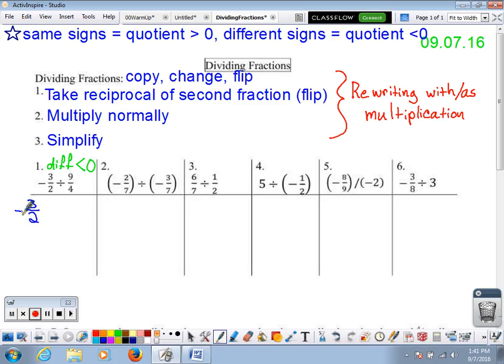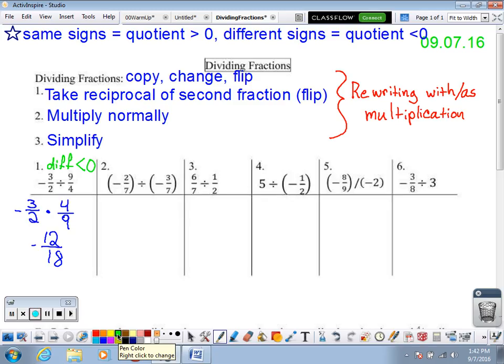I want to take the reciprocal of the second fraction. So instead of 9/4, I'll have 4/9. And then instead of dividing, we'll multiply. Now, like we said yesterday, we want to multiply straight across. So 3 times 4 gives us 12. 2 times 9 gives us 18. And we said our quotient is going to be negative, so we've got negative 12 over 18.